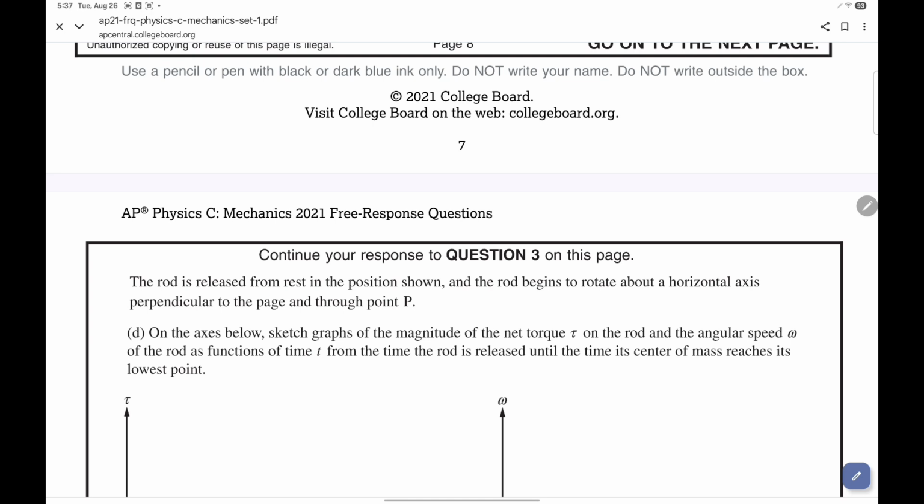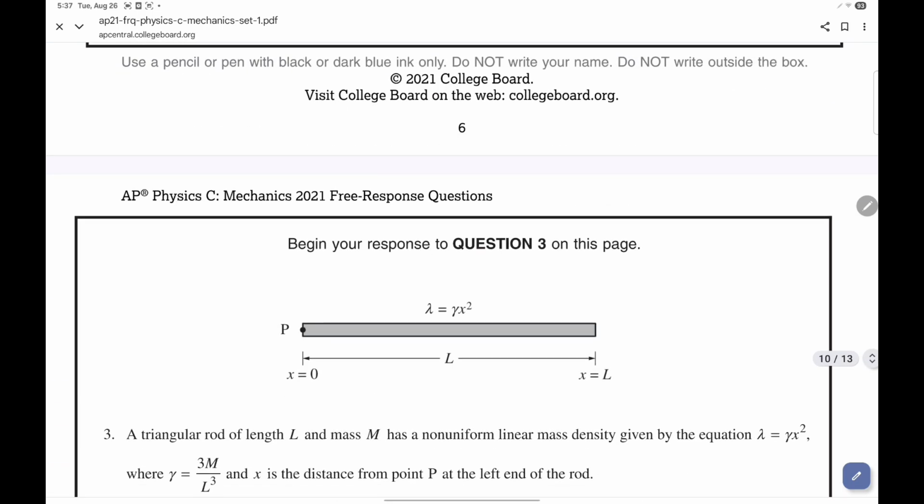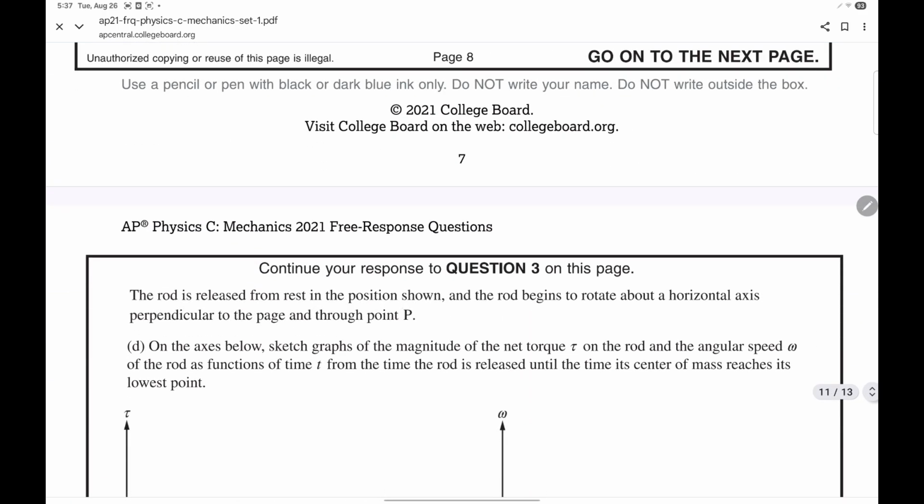The rod is released from rest in the position shown, and the rod begins to rotate around the horizontal axis perpendicular to the page and through point P. Like I said, don't worry about that, but just know that the axis of rotation is going to be point P. I think that's what they're getting at there. That's all you can take away from that. So if we look at the question, we're starting in a horizontal position, sort of like a door hinge. That's not a great comparison, but we're thinking of this two-dimensionally. It's that horizontal position, and now it's going to be rotating down into a vertical position. That's what's going on here.